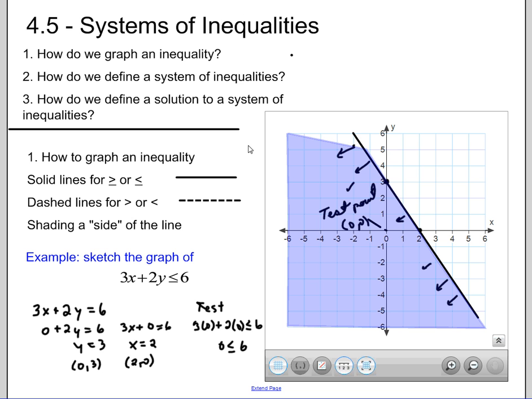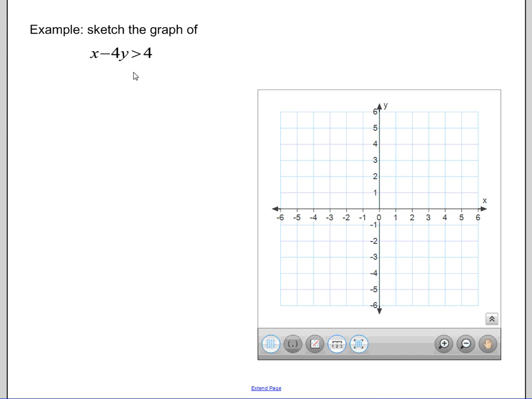Okay, so that's one example. Let me just show you another quick example of how this proceeds. Let's try a different one. Let's say this time we're given the graph of x minus 4y is greater than 4. Well, the procedure in order to graph this is pretty much the same as before. We're going to start by graphing the line x minus 4y equals 4.